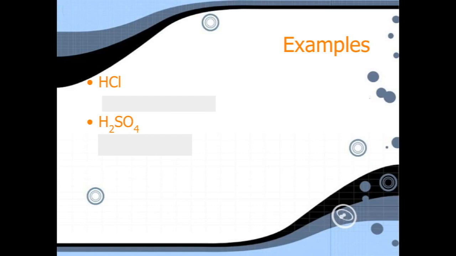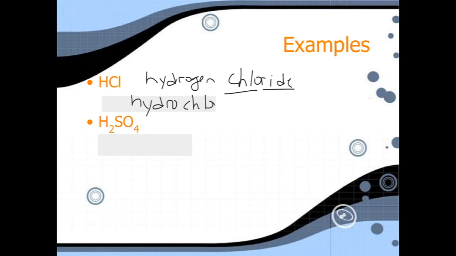The first one is hydrogen chloride. Now since it ends in an IDE ending, that means that there's a hydro in front. If it were an ATE ending, there would be no hydro. So we start with hydro, and then the stem or the root of the anion is chlor, and then add an IC, and then acid on the end, hydrochloric acid.